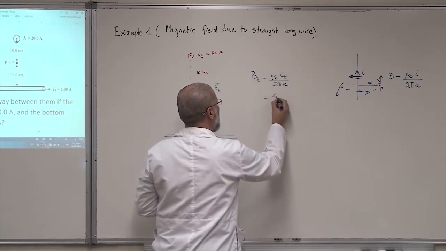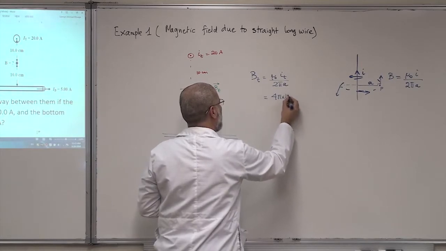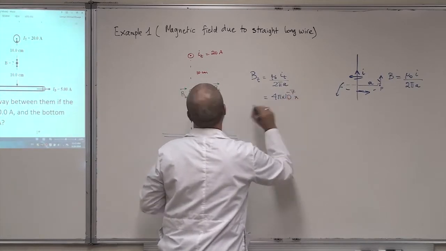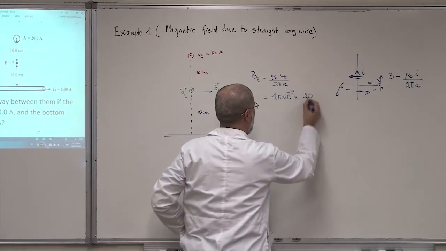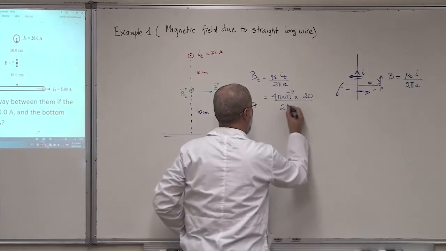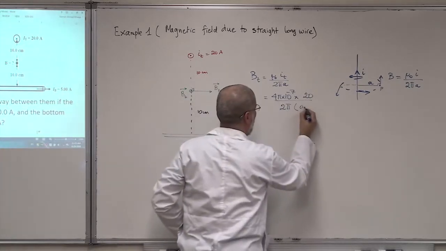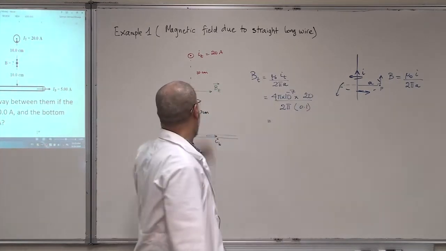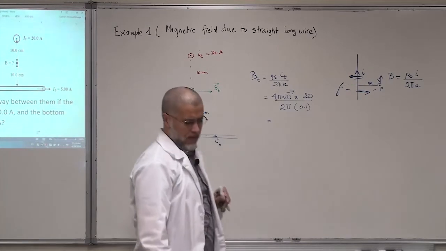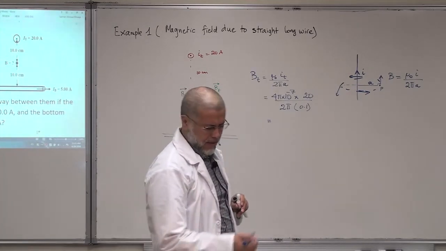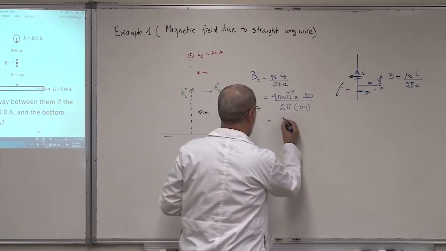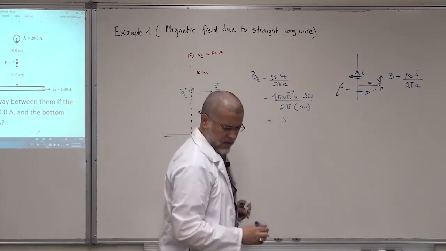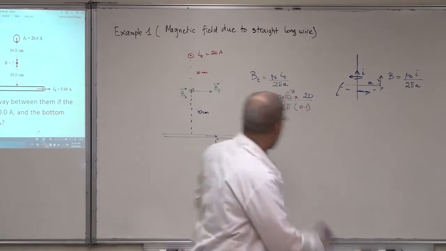And mu 0 is 4 pi 10 to the power minus 7. The current in the top is 20 ampere divided by 2 pi, and the distance is 0.1 meter. That's the distance between the wire and the point where you want to find the magnetic field. If you do the calculations correctly, it will be 4 10 to the power minus 5 Tesla.